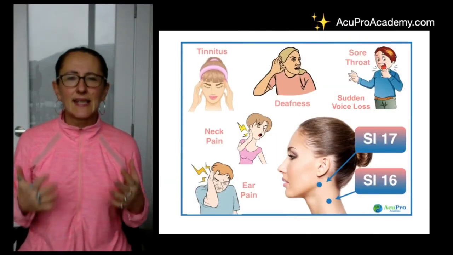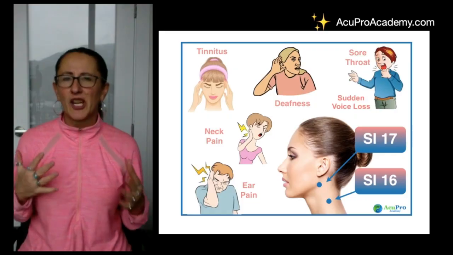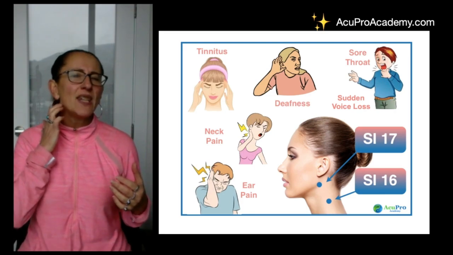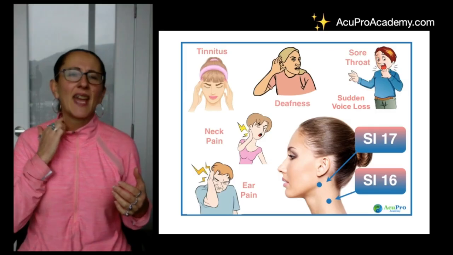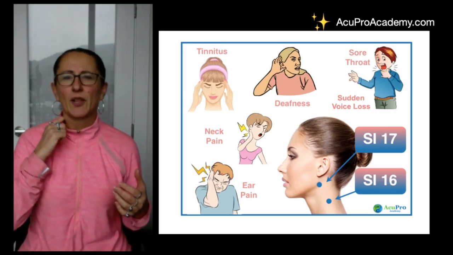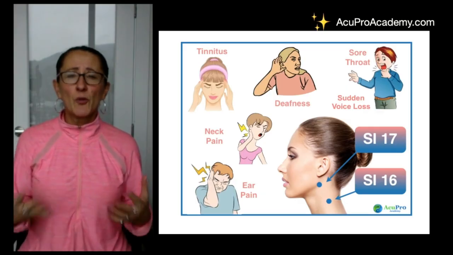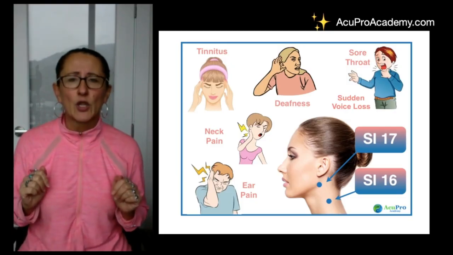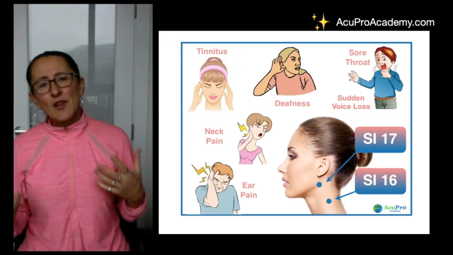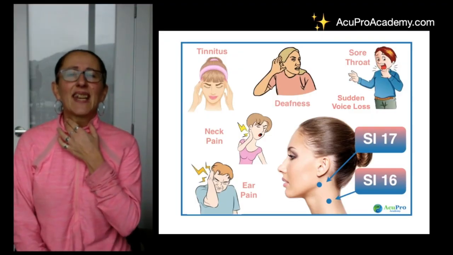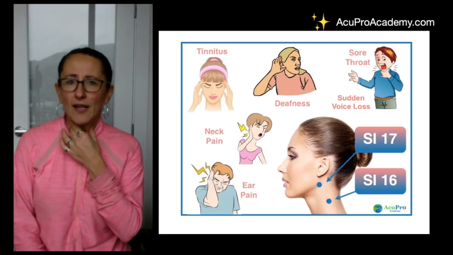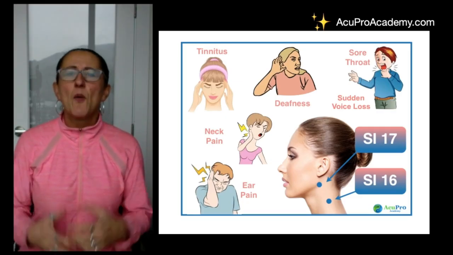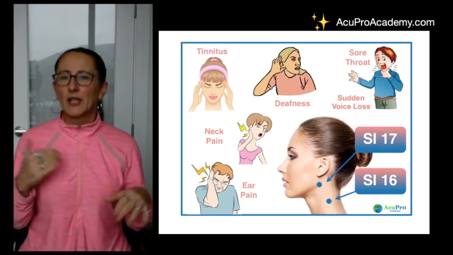Small intestine 16 and 17 often can be used interchangeably. I will use small intestine 17 more often because it's easier to needle and less uncomfortable for patients than using small intestine 16, which is right on the posterior of your SCM. Those points are used for ear issue, jaw issue, swollen lymph nodes, we talked about this earlier, tinnitus, ear pain, and specifically small intestine 16 for voice loss or sore throat. Those are great points for external pathogen invasion, more acute issues than chronic.